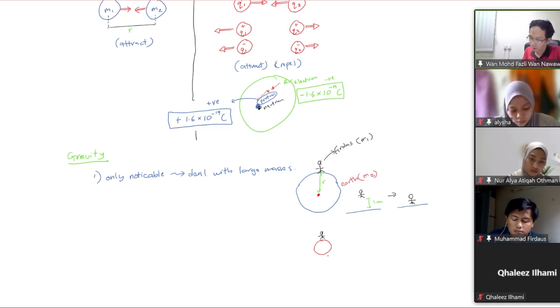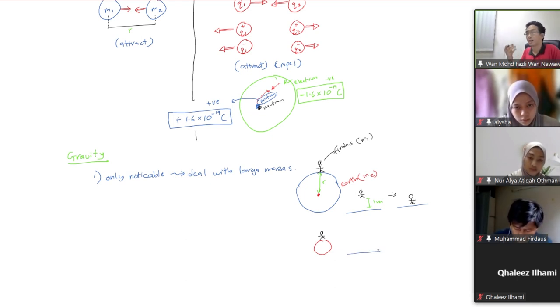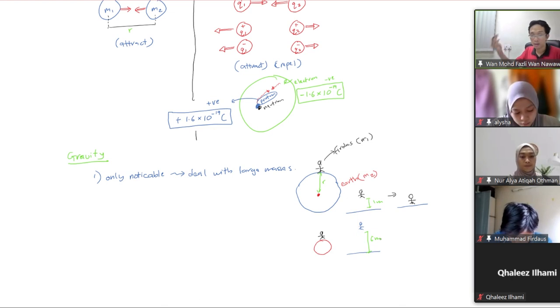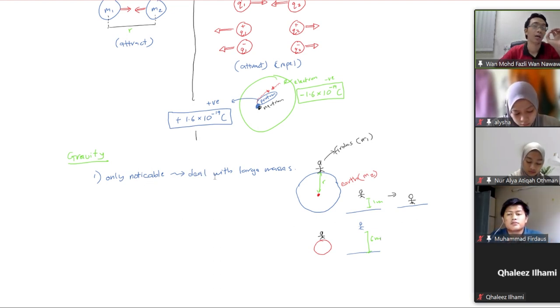So let's say this is the Moon. In this case, Firdaus can jump far, far higher than this, because the gravitational pull on the Moon is very little. Maybe Firdaus can jump 6 feet or 6 meters or whatever. It depends on the gravitational pull. As you can see, it's only noticeable if you deal with a large mass.